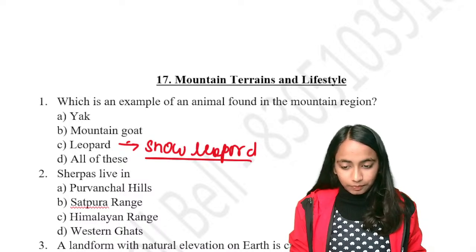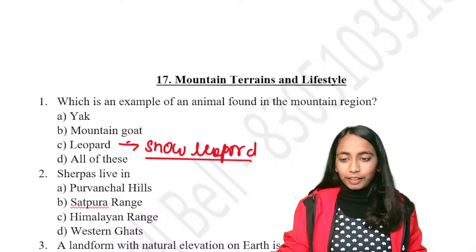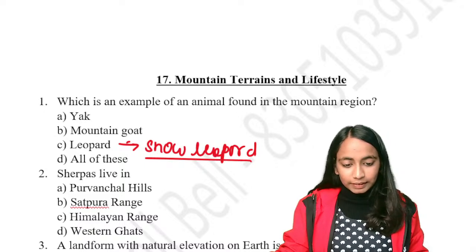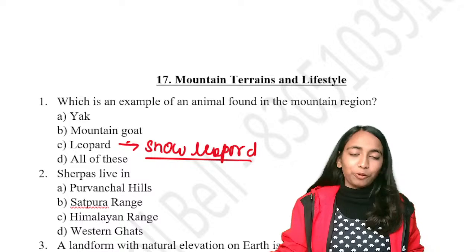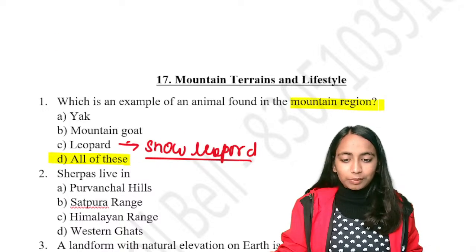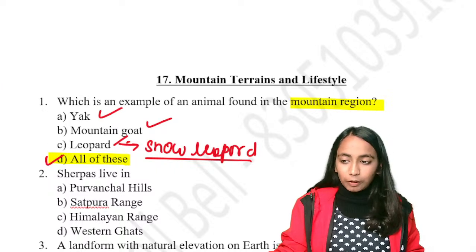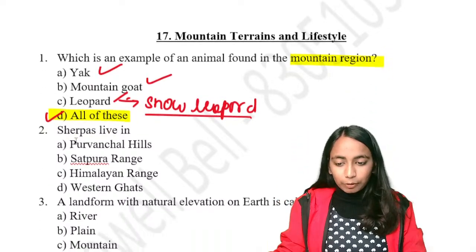Okay, so have a look over here. What will be the right answer? In this case, correct answer क्या होगा? Option D, all of these. Correctly answered everyone. Which animal is found in mountain region? आपको yak, mountain goat, snow leopard. All of them would be commonly found in the mountain region.